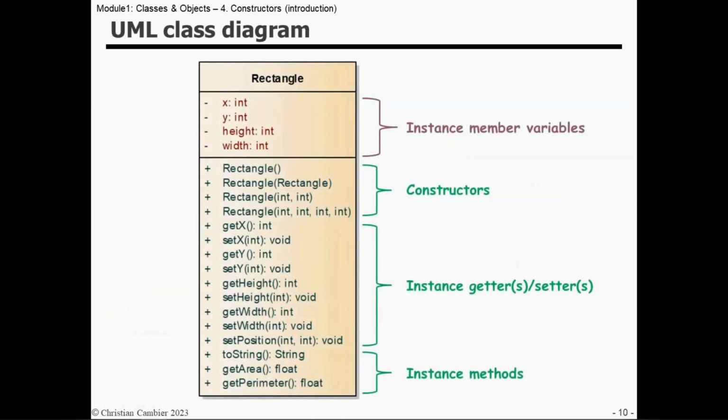Our UML class diagram. So we have the instance member variables, our getters and setters, and the methods. What is added now are our 4 public constructors: the default constructor, copy constructor, 2-param constructor, and 4-param constructor.